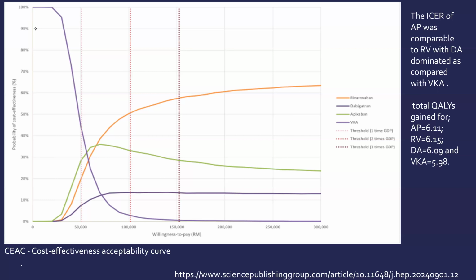And we talked about willingness to pay. One is by ICER. Some countries have a threshold which is already predetermined, or this can be 1 time, 2 times or 3 times. That is the threshold they have shown here.